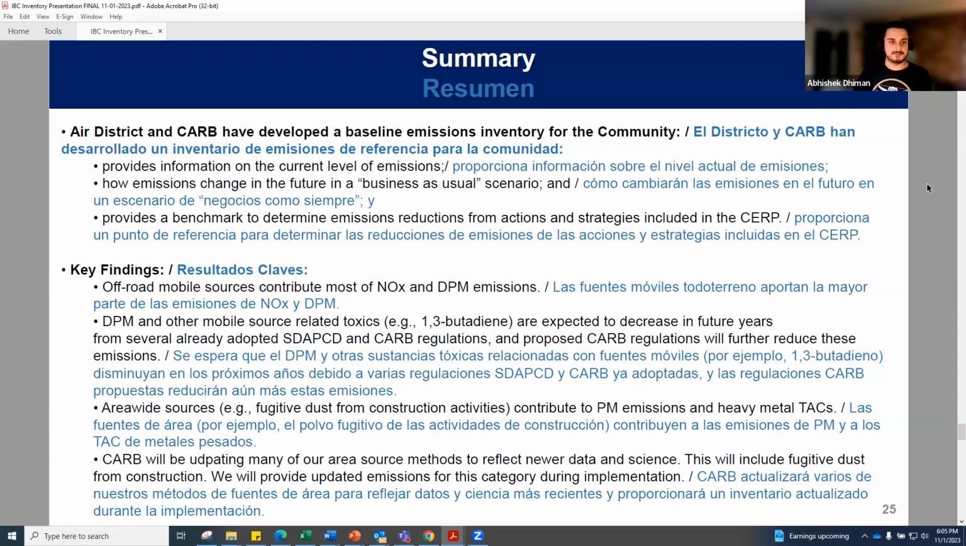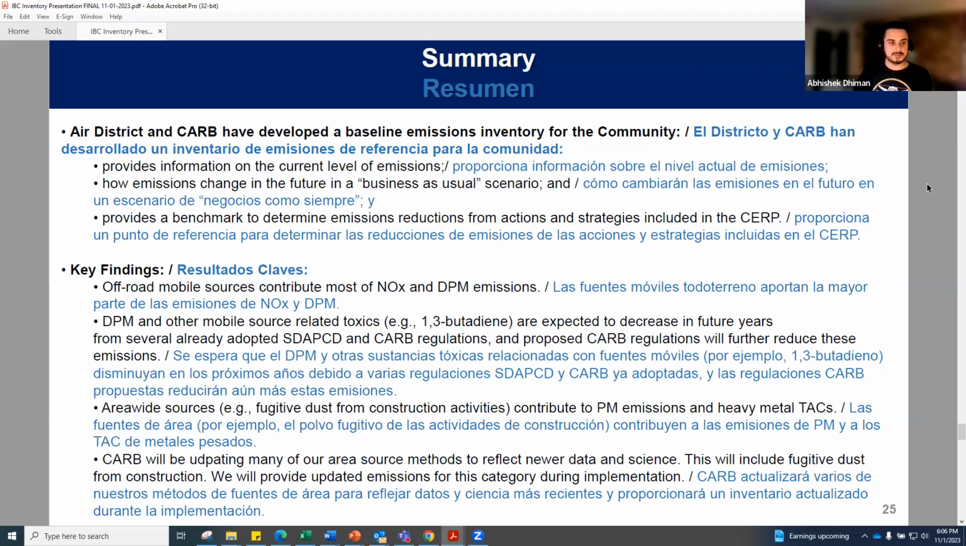Area-wide sources, specifically fugitive dust from construction activities, contribute most of the PM emissions and its speciated heavy metal toxics. Consumer products, gas stations, and mobile sources mostly contribute to the ROG emissions. The spatial maps show higher emissions in areas adjacent to major road corridors, that is close to the 905 and 805 freeways, and also on I-5. All spatial maps also show higher emissions in major industrial sites and border crossings.